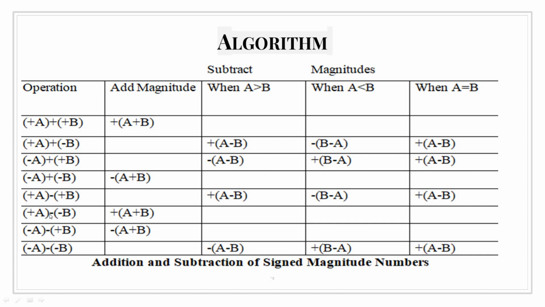The next operation is plus A minus minus B. Here minus into minus is plus. So both have the same sign. So we have to perform add magnitude. A and B are added and we take the sign plus for the result.